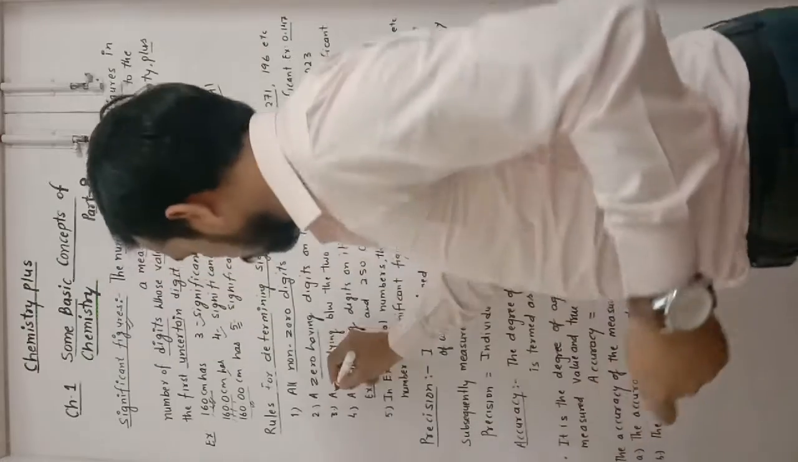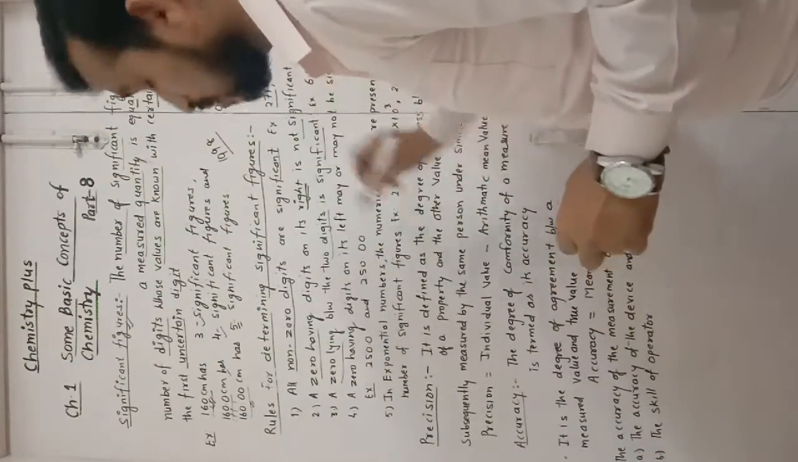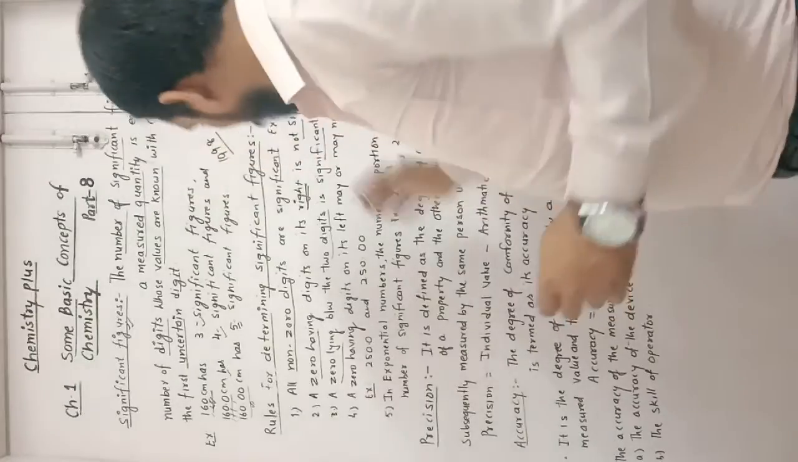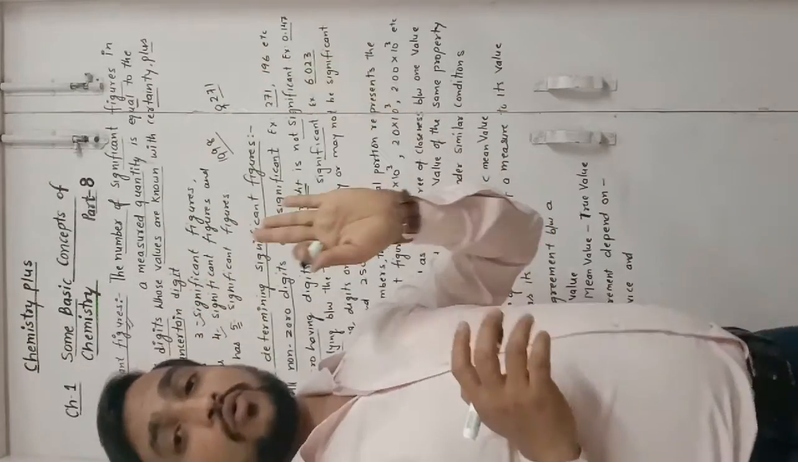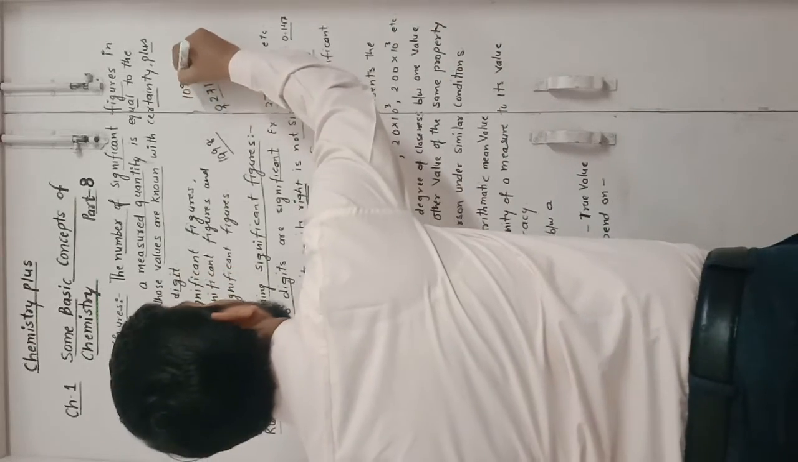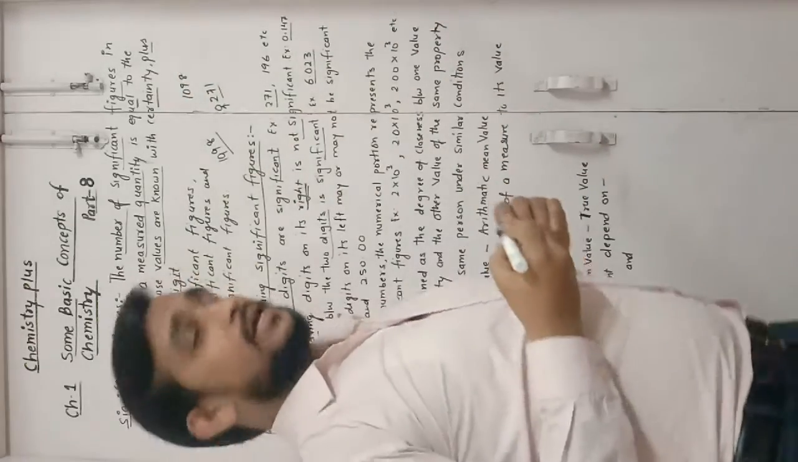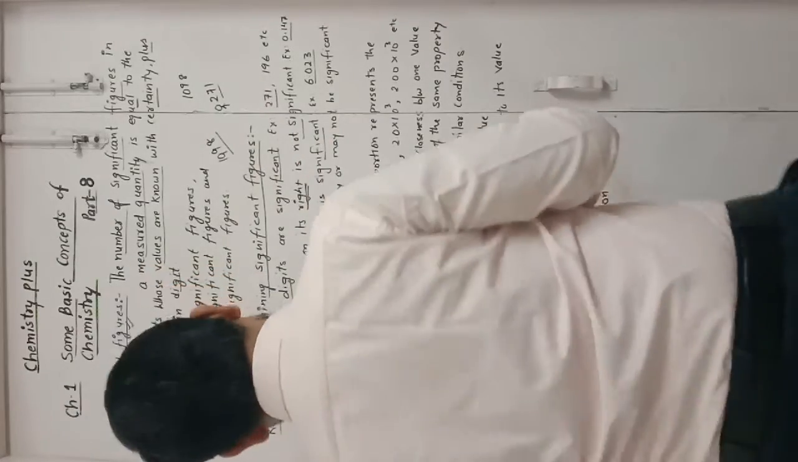The third rule is that a zero lying between two digits is taken as a significant figure. For example, the number 6.023 has four significant figures, or if I take 1098, which we took previously, it has four significant figures. So this is the third rule.